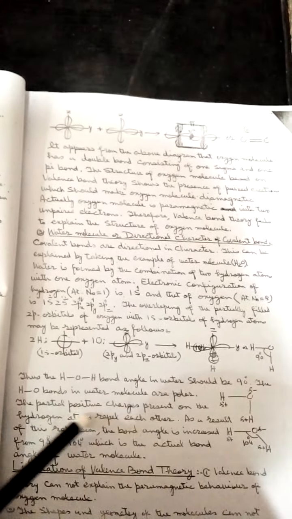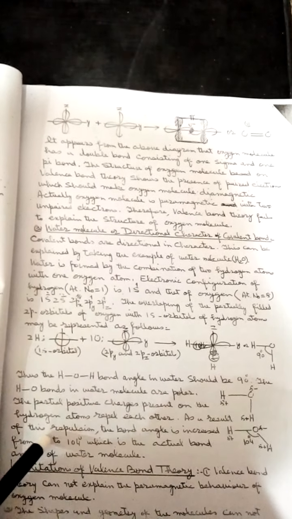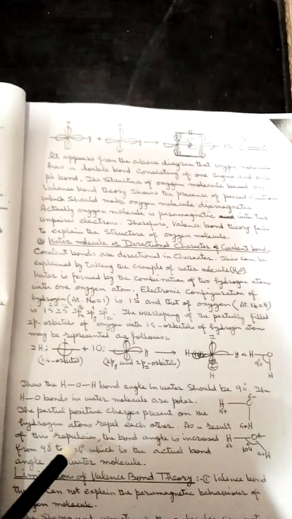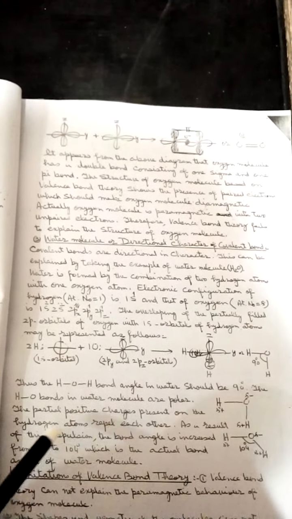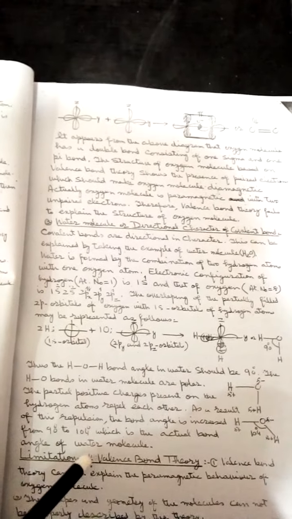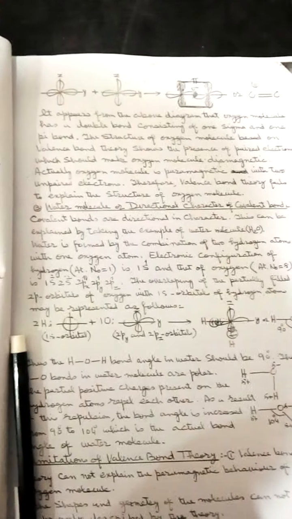The H-O bonds in the water molecule are polar. The partial positive charges present on the hydrogen atoms repel each other. As a result of this repulsion, the bond angle is increased from 90 degrees to 104 degrees, which is the actual bond angle of the water molecule. Okay, hope it will be clear to you all students. Okay, thank you.